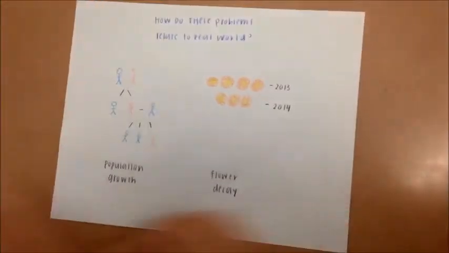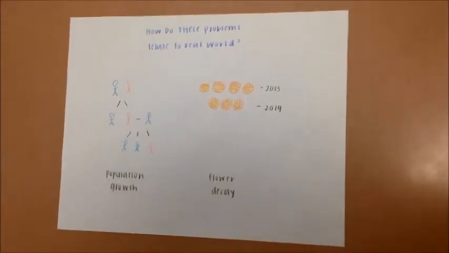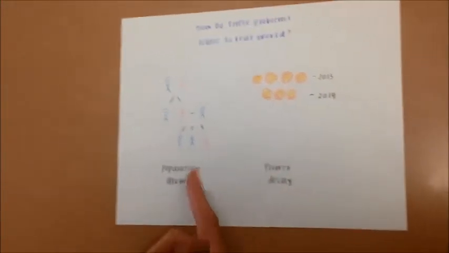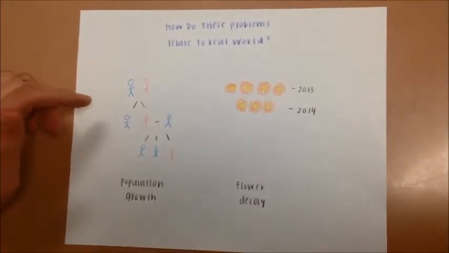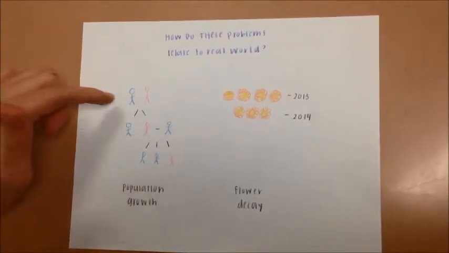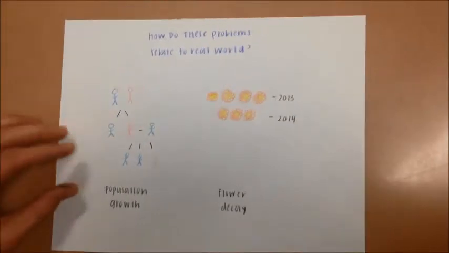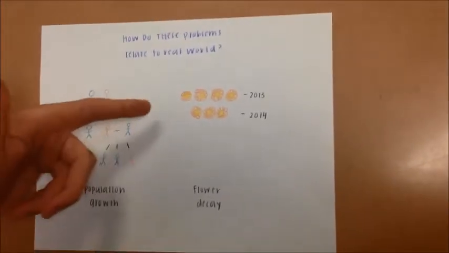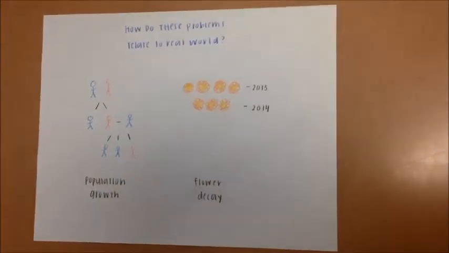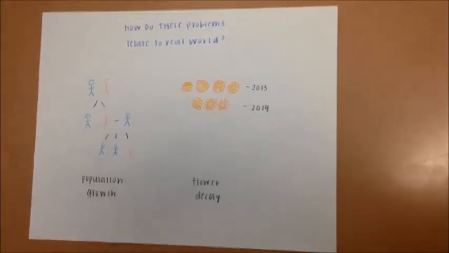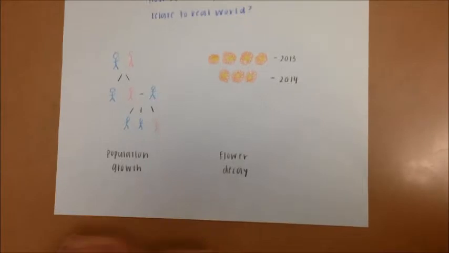Now, you might be wondering, how do these equations relate to the real world? As you see right here, there's a family tree. Population growth: you may find yourself a nice lady friend, have kids, your kids may have kids, and the population will grow. Also flowers. You may plant 4 flowers in 2013, but you may only plant 3 in 2014. Flower decay. Some may die, some may grow. Yeah, it happens.